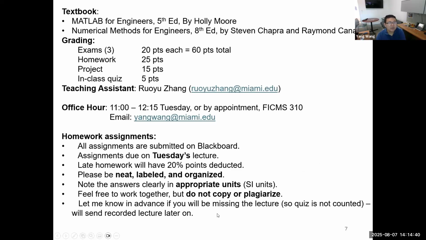Okay. So in terms of the textbook for this class, both of these textbooks are available online. I do not require you to have a hard copy. The first one is MATLAB for Engineers, 5th edition by Holly Moore. The second one is Numerical Methods for Engineers, 8th edition by Stephen Chapra and Raymond Canale. Basically, the second one focuses a little bit more on the fundamentals of numerical methods, while the first one is more of a tutorial for using MATLAB. And we're just going to mostly use this first textbook, right, to go over the problems.